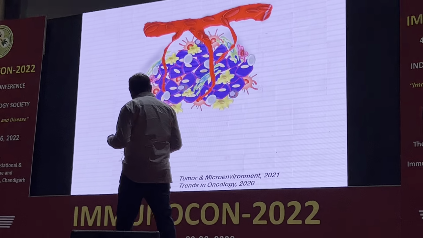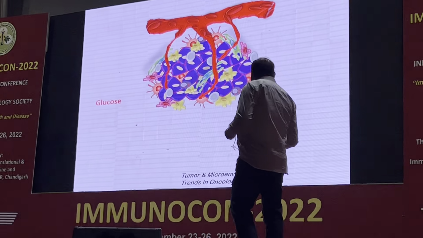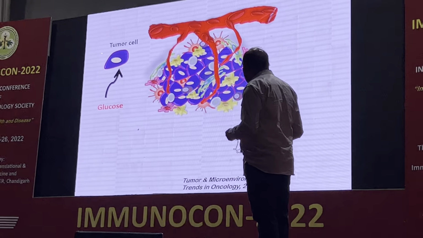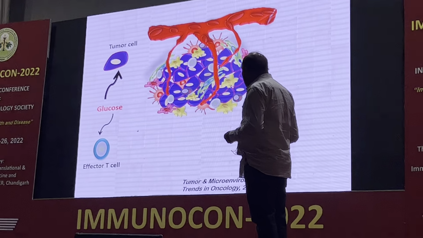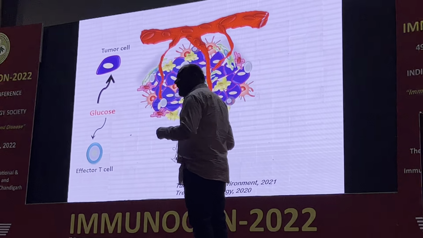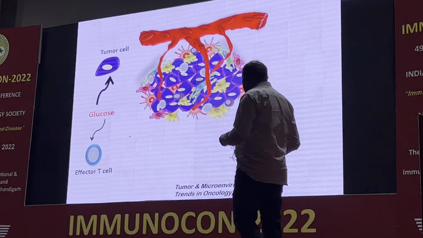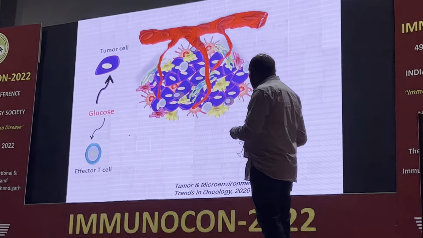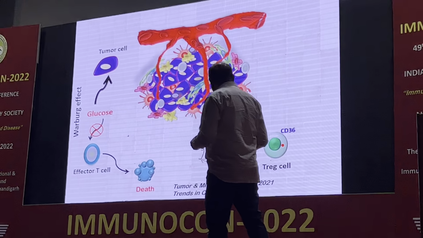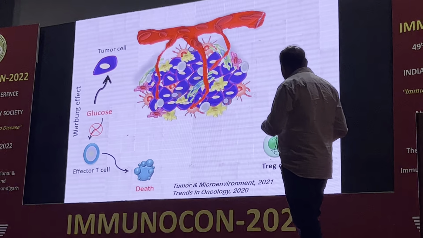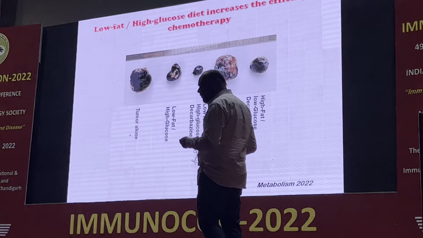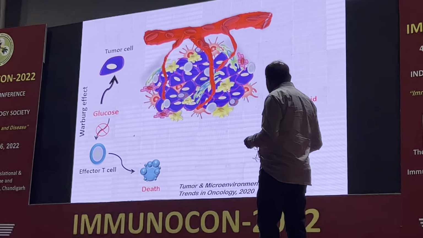And what is happening in tumor microenvironment, you see, the tumor mass uses most of the consumed glucose, and the effector T cells which act against the tumor don't get the glucose because these tumors are very aggressive. They use most of the glucose, so these effector cells die. But in case of these T regulatory cells, since they have the alternative CD36, they utilize fatty acid for their metabolism and for their survival. And so these cells survive.